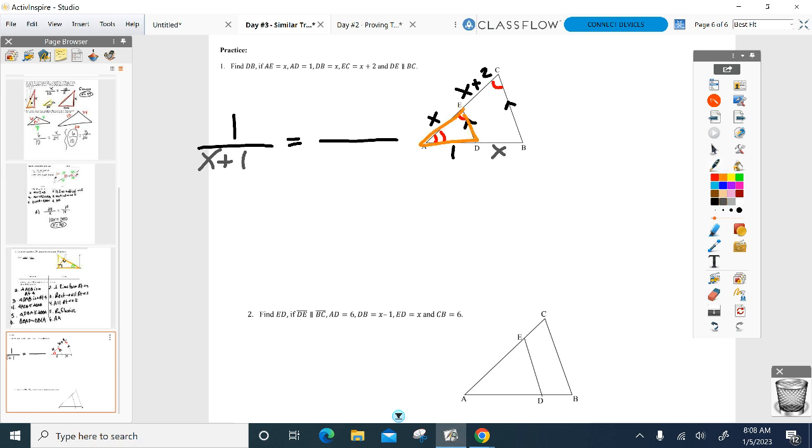Here's the triangle, right? That had a side of 1. What's the other side? Which is how long? Oh, yeah, there we go. So it's going to be X.